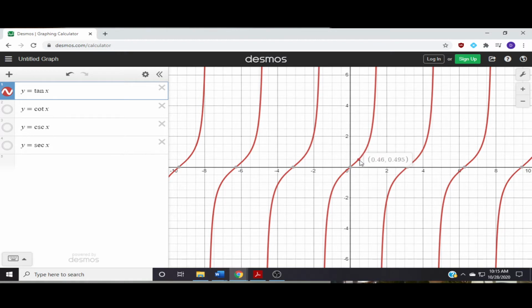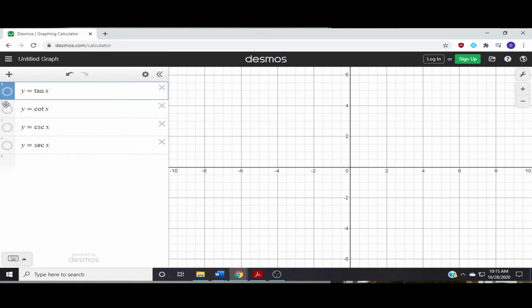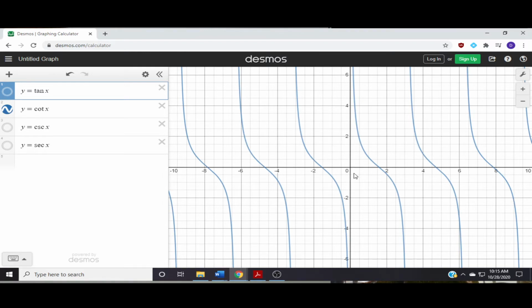As it approaches 0, its y value will decrease and the x value will increase, so we will get closer and closer to 0. Cotangent will again follow something similar to this, just shifted over and reflected.